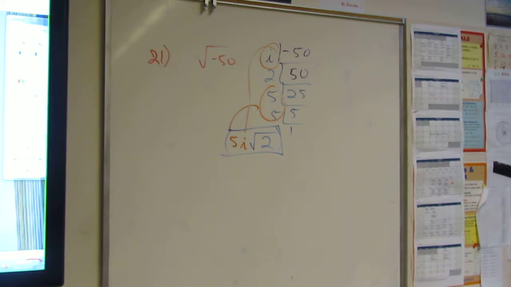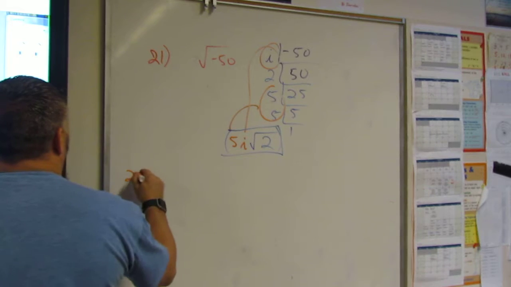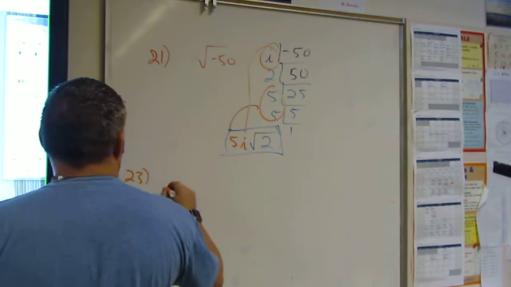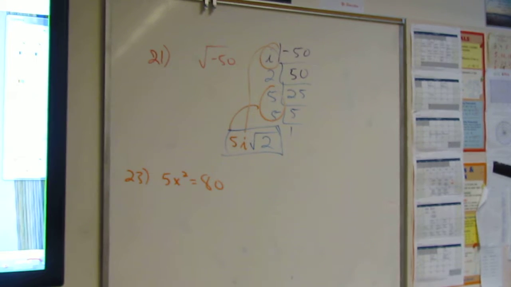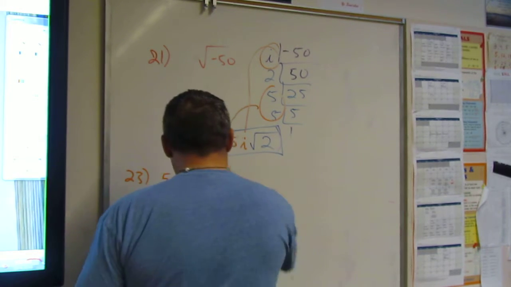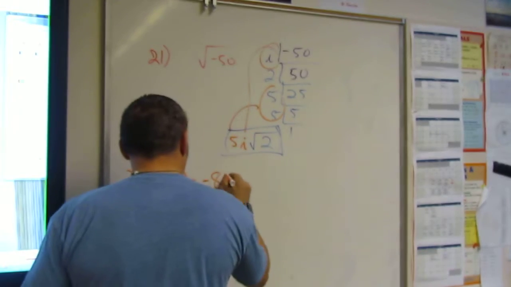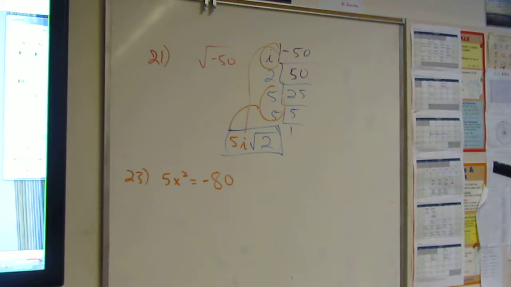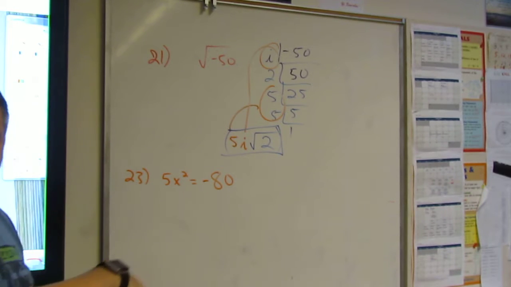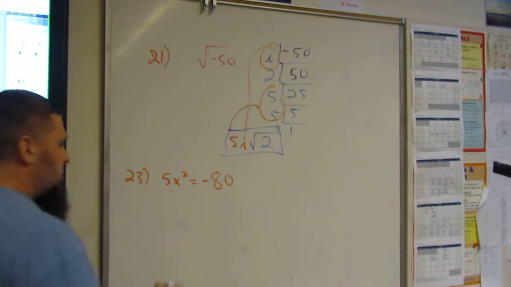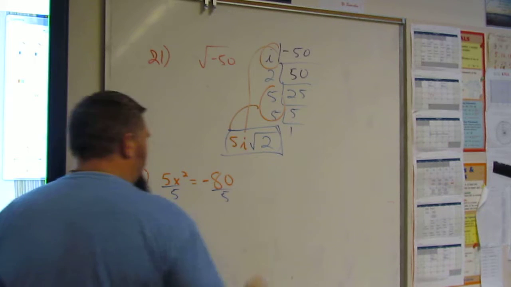Okay? If I want to look at 23, all right? So this takes us to the next level. 23 is 5x squared equals negative 80. Okay? Now, with this, to solve, we want to first simplify, right? Do the opposite. Divide by 5, divide by 5.